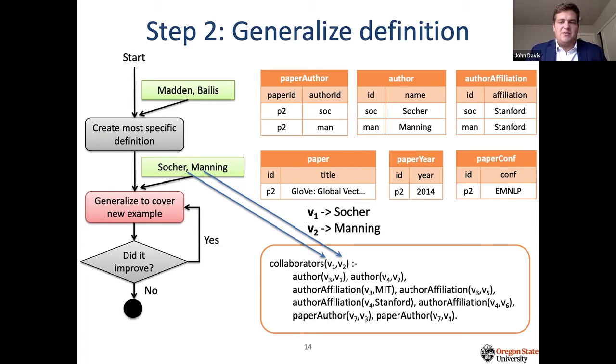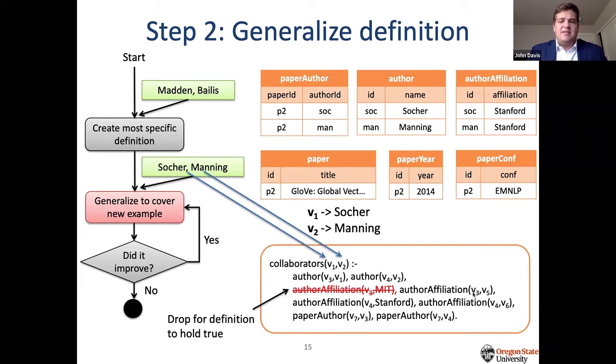We introduce new examples into the algorithm to see if we can generalize the definition to cover more positive examples. We do this by testing the new example against the original definition. Originally, V1 and V2 represented Madden and Bayliss. We now have the same variables represent a new positive example, Socher and Manning.